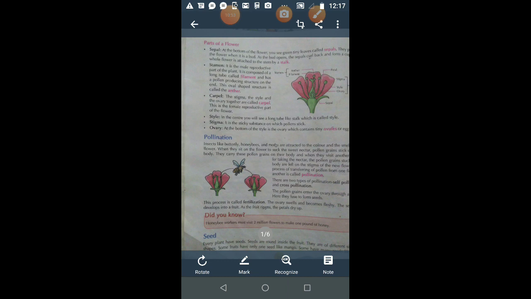Now student, let's discuss carpel. What is carpel? If you watched my previous video, the answer is coming to your mind. Carpel is the female reproductive part of the flower. Is it clear? It has three parts. Carpel is divided into three parts: stigma, style and ovary. Stigma, style and ovary.